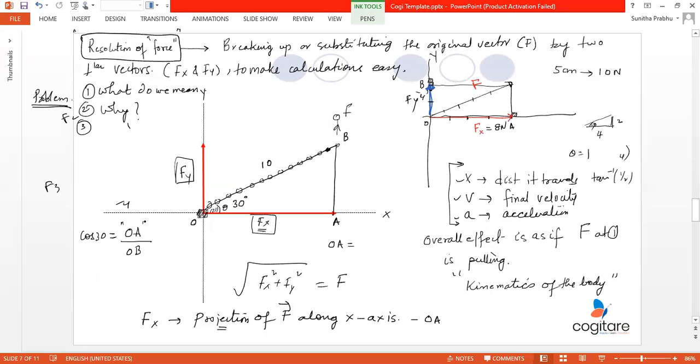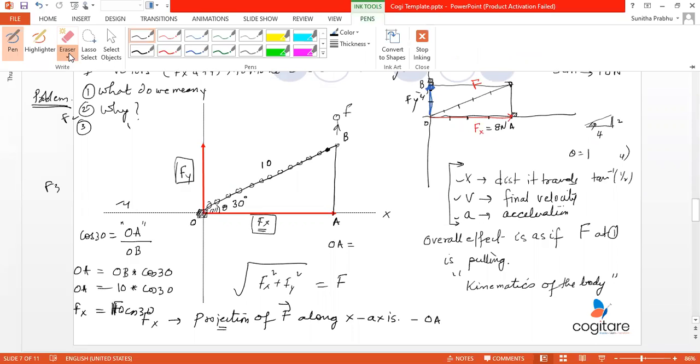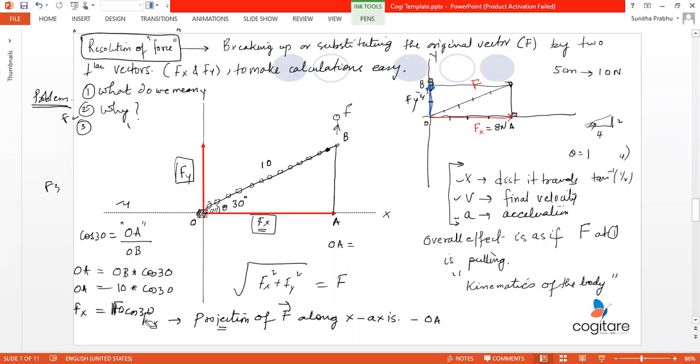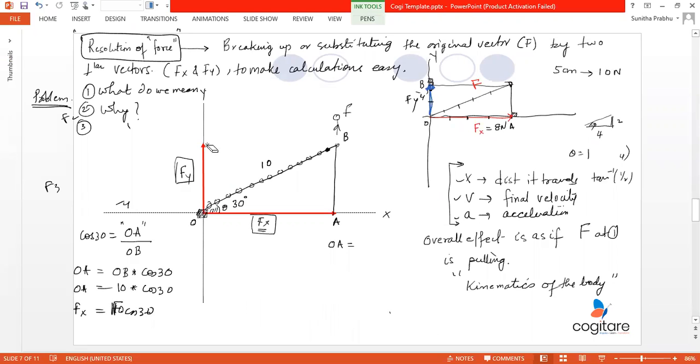Then I want OA, which is representing Fx. So I say OA is equal to OB into cos 30. OB is representing F, which is 10 Newton. 10 into cos 30 is nothing but OA, and OA is nothing but Fx. So Fx is equal to F into cos 30. Are you guys following? Yes, sir. So Fx is nothing but F cos 30. Now we are discussing the third part, how to calculate the horizontal part.